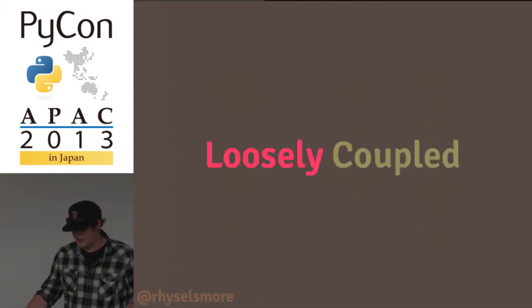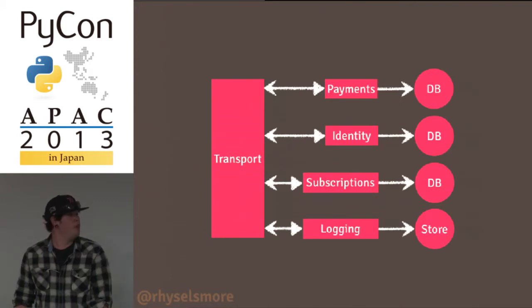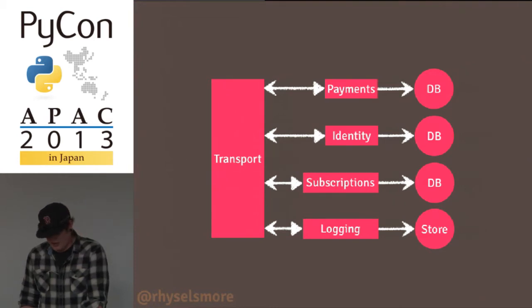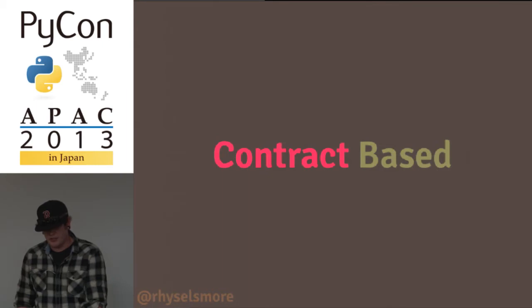So the idea is that these are loosely coupled. So over here, payments may need to talk to subscriptions, may need to talk to logging, but generally they don't rely on others existing. They're contract-based, so each service is responsible for its own specific domain. Services communicate and offer data or logic contracts.